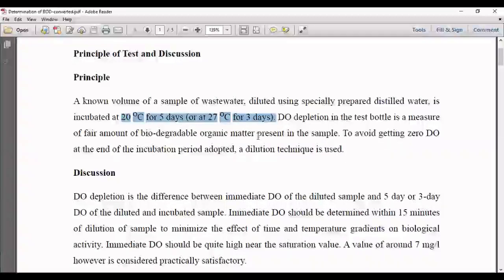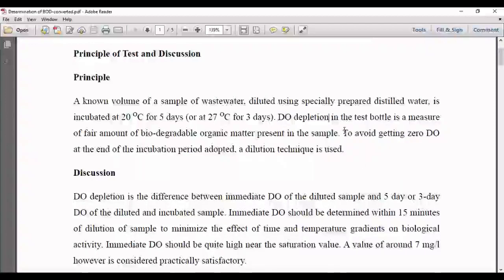After these days are completed, we are again going to find out the DO of that bottle. So DO initial minus DO final will be the DO depletion, and on the basis of this DO depletion, we are going to find out the biochemical oxygen demand. So here you can see the main principle is to find out the DO depletion. So we are going to repeat the DO experimentation, but with a certain modification here, right?